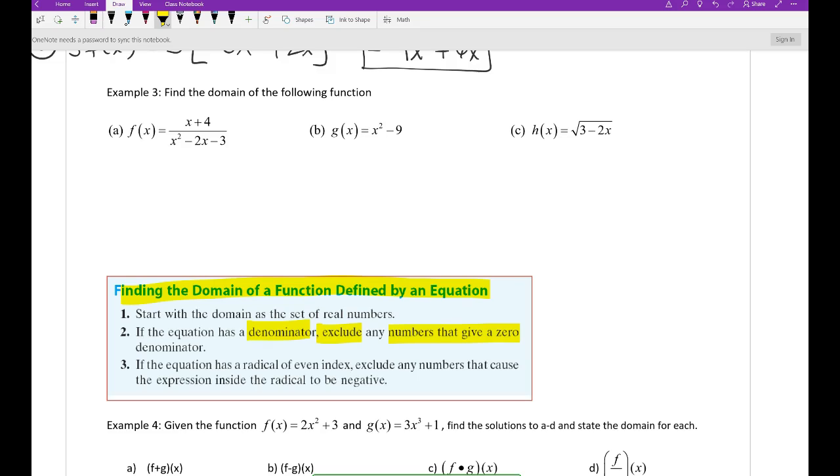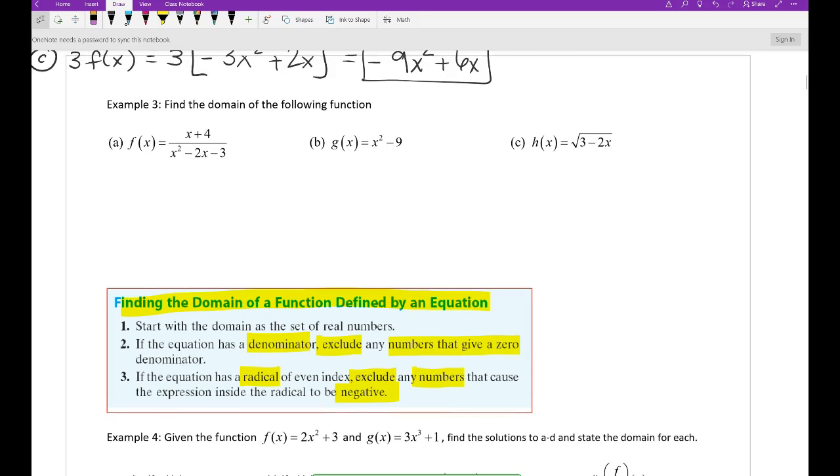Nick B, can you help read step 3? Where's Nick B? We don't have a Nick B anymore? Okay, how about Haley K? Can you help me read 3? If the equation has a radical of even index, exclude any numbers that cause the expression inside the radical to be negative. All right, we have to exclude some more if it has what? A radical. Then I need to exclude numbers that make it what? Negative. Okay, so we have 3 different examples here.